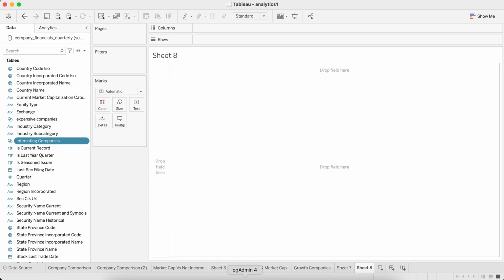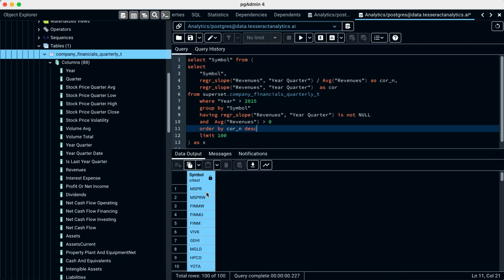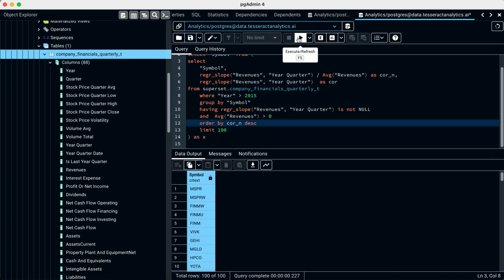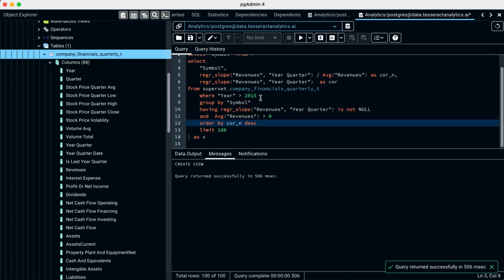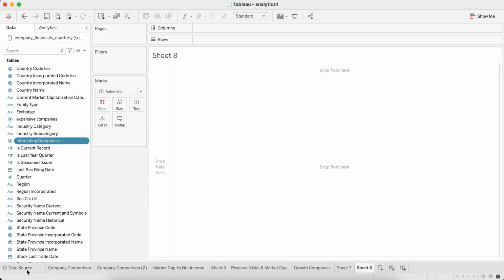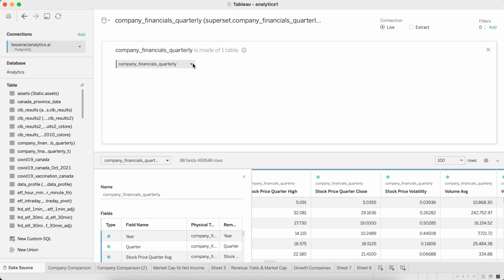Let's just stick to SQL. Here's what we can do. We can create a view. Create view, let's call it growth stocks as, and here's going to be our view. Okay, so we have growth stocks. Let's go to our data source, and let's just do a left join. I want to do a refresh.